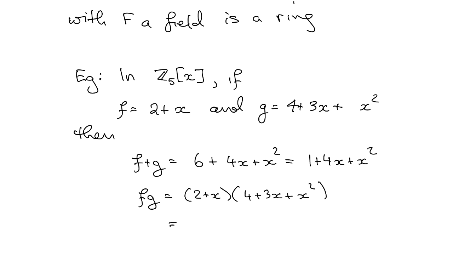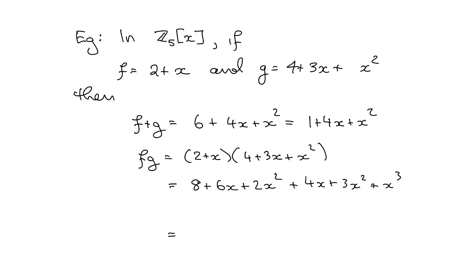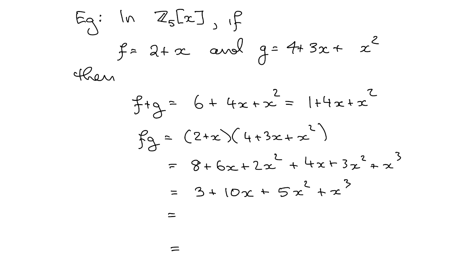So the first one, we multiply the 2 onto everything, so that's 8 plus 6x plus 2x squared, and then we've got some more stuff, that's 4x plus 3x squared plus x cubed, and then group everything together. So that's 8, which is 3, plus 10x plus 5x squared plus x cubed. But then we're really working over Z5, so that's 3 plus x cubed.